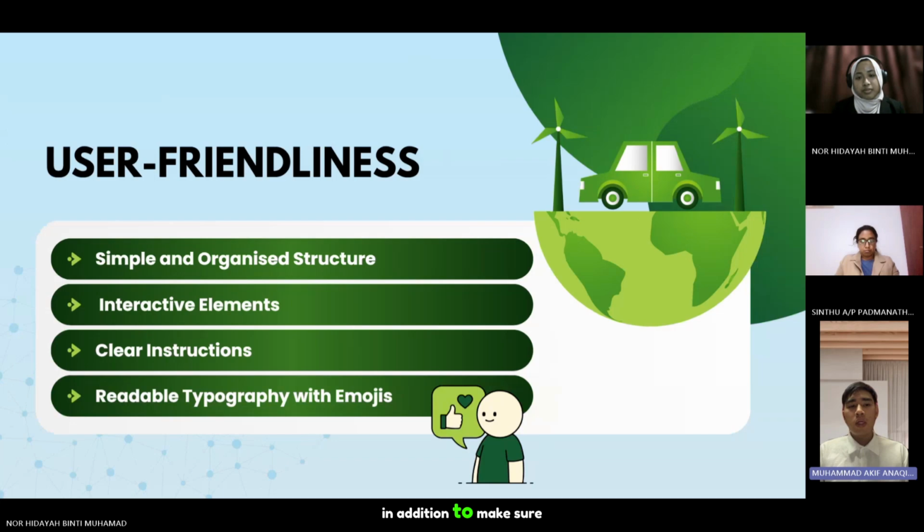In addition, to make sure that our chatbot is user friendly, we are emphasizing several important features. First, the content generated by the chatbot needs to be simple and have an organized structure. Second, the chatbot needs to have interactive elements to engage the user. Third is to provide clear instructions for easy understanding. And last but not least, have readable typography with emoji to make the chatbot more interactive and user-friendly. All of these elements are carefully designed to ensure that the user feels comfortable using the chatbot and is encouraged to continue using it in the future.